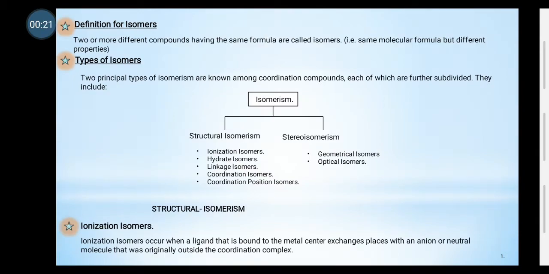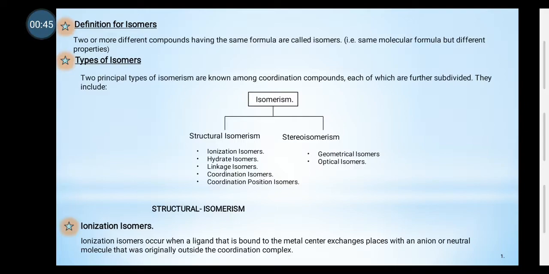My first slide will be talking about the definition of isomers. And what do I mean by isomers? Whenever two or more different compounds have the same formula, they are known as isomers. What I mean is that whenever two different compounds have the same molecular formula but different properties, that's when we term it isomer.